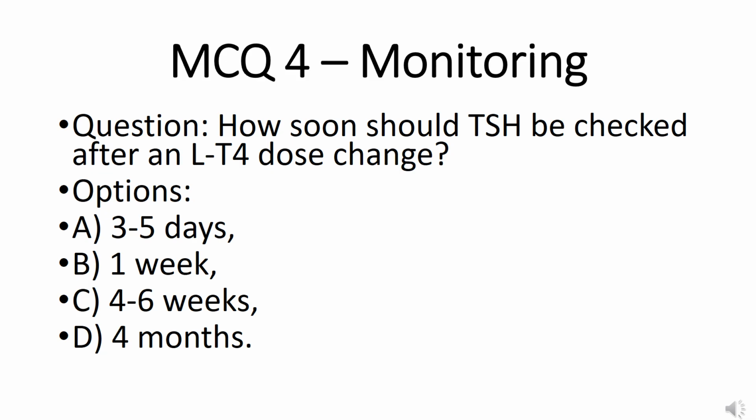Let's tackle another high-yield clinical question. This one focuses on a topic that often appears in exams and everyday clinical practice: thyroid hormone monitoring. Here's the question. A patient with hypothyroidism has recently had their levothyroxine dose adjusted. How soon should the thyroid-stimulating hormone level be checked? Option A. 3 to 5 days. Option B. 1 week. Option C. 4 to 6 weeks. Take a moment and think about your answer.